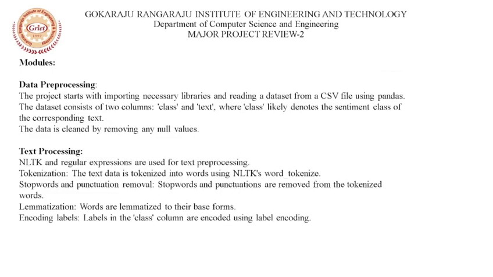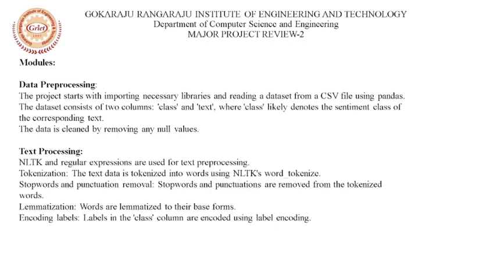We use four major modules in our project: data pre-processing, text processing, feature engineering, and model building. Data pre-processing. The project starts by loading a dataset from a CSV file using the pandas library. This dataset contains two columns, class and text. Data cleaning involves removing any null values from the dataset.